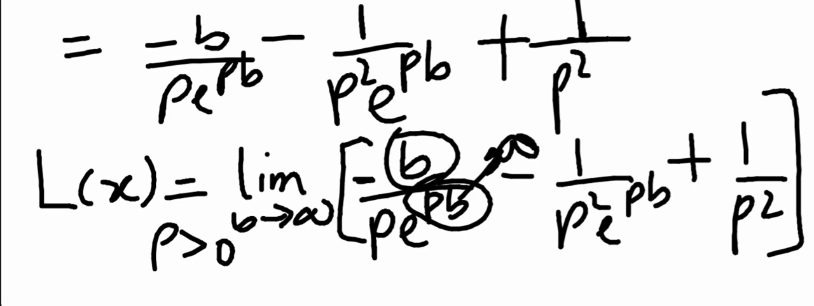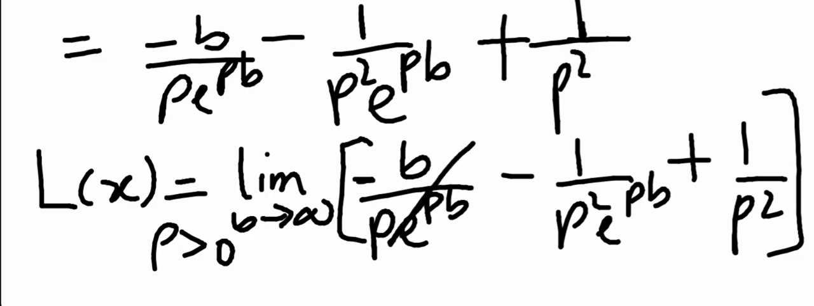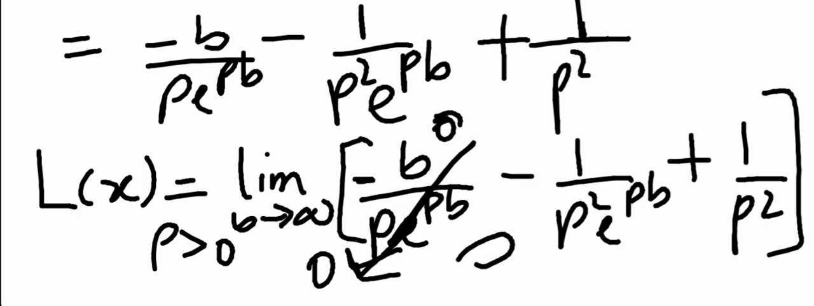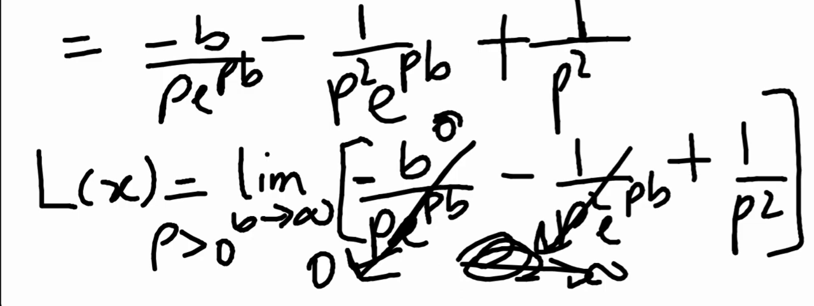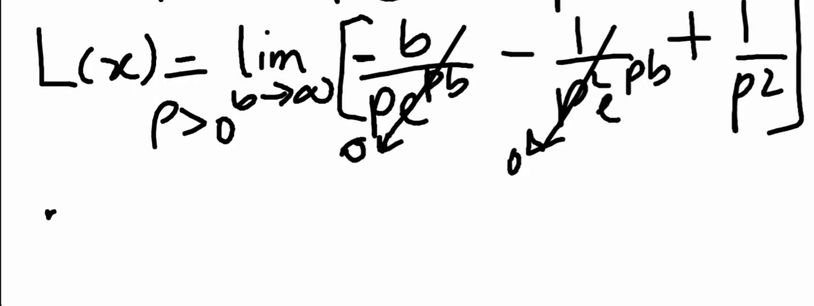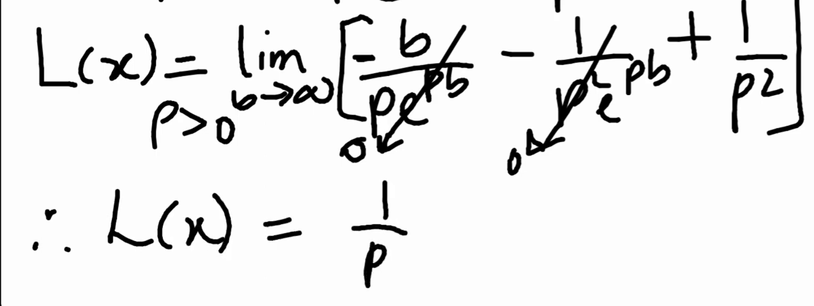Let me take that again. This part goes faster to infinity than this part. So with that, you understand that this goes to 0, because this is a small number over a very, very large number. This goes very fast to infinity. So we have 0. And then the same thing with this, but this is much easier to see. This goes towards 0, and then we are left with only this side. Therefore the Laplace of x is 1 over p squared, where p is bigger than 0.